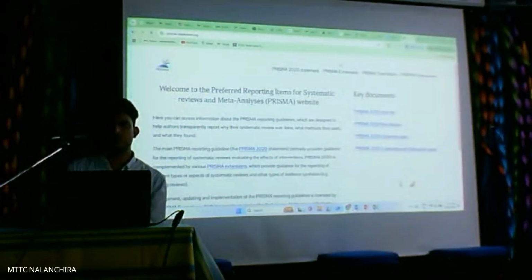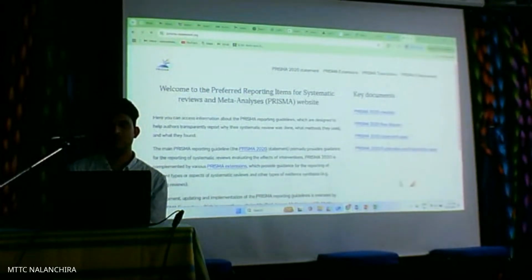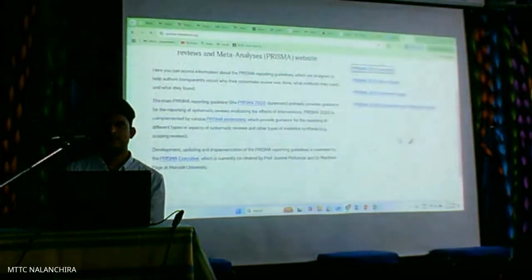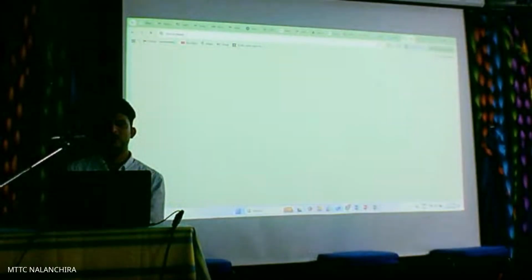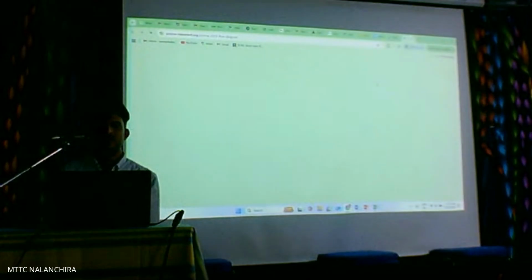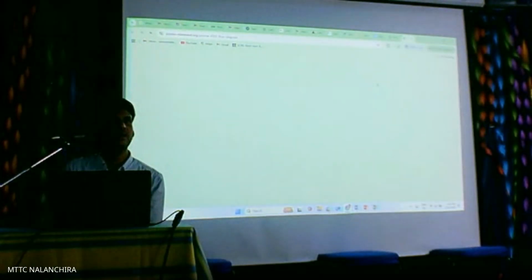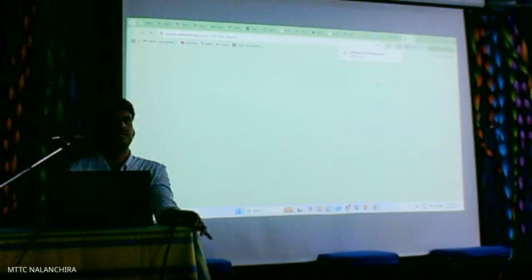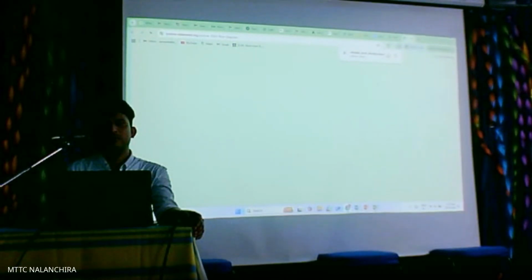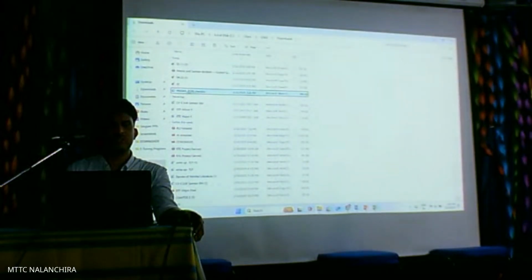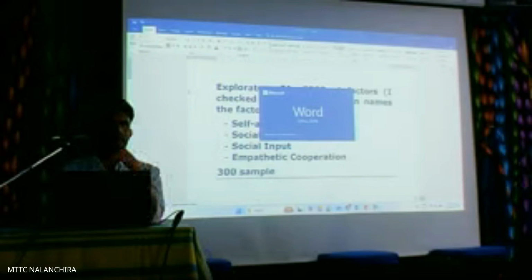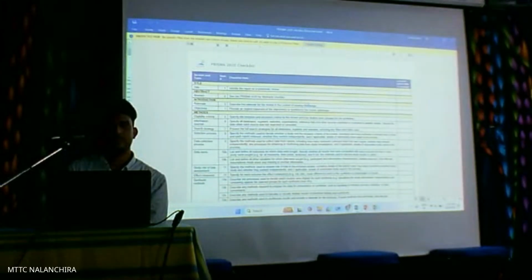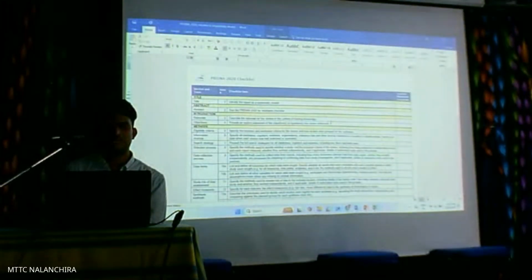First, you explore the website of PRISMA. It will be downloaded. The flow diagram is also one of the significant things, how we represent it. The PRISMA guidelines actually show how a systematic review should be represented as a chapter or a paper. This is the PRISMA checklist. There is a PRISMA checklist also.